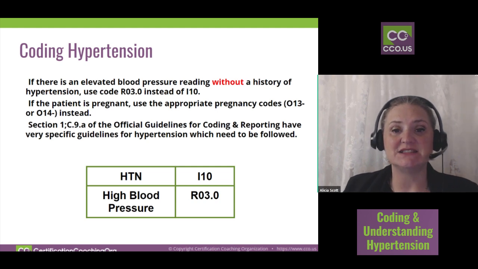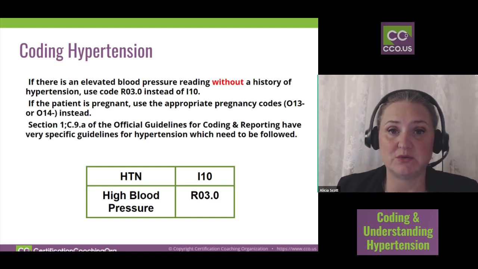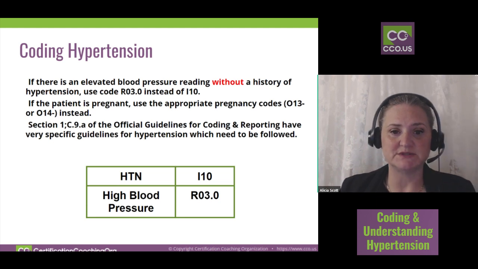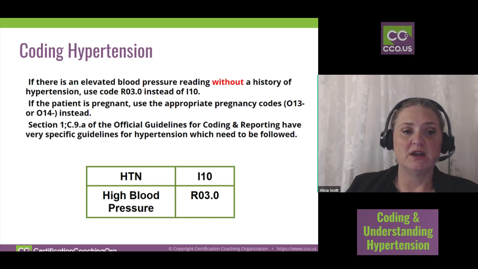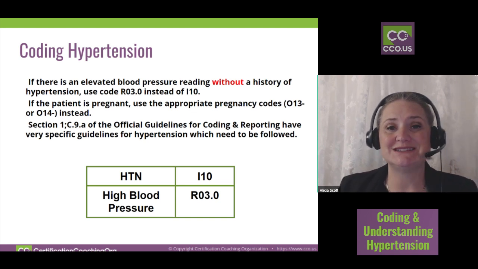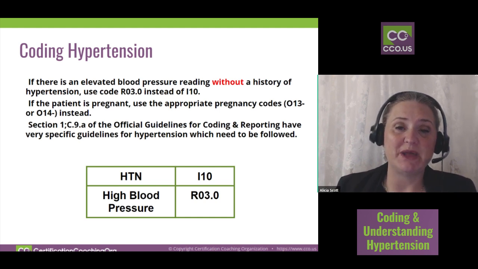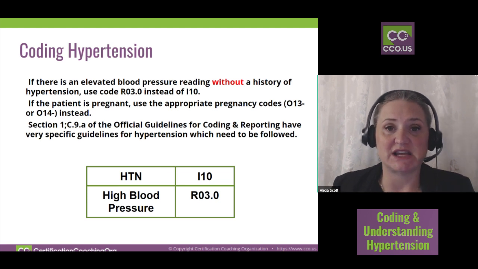If that's the case, then they would be I-10 and then the pregnancy codes, okay? Not in that order per se. O codes always trump and go in front of other codes. And the official guidelines for that are in section 1, C9A. If you want to go look at your guidelines, I don't know what page it is because every year the page changes, but pretty much always that is the code section area in your guidelines.